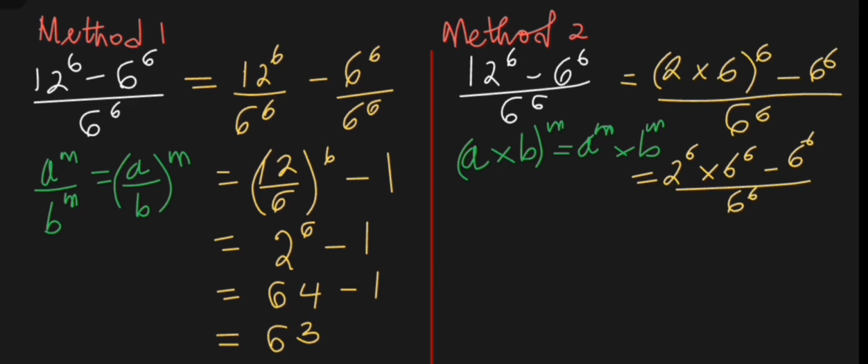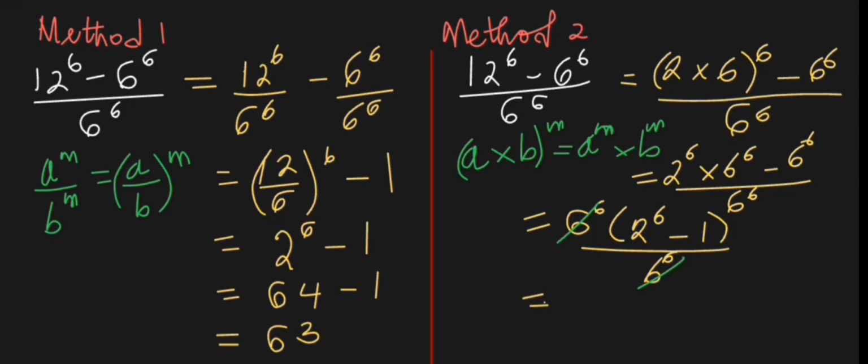Then we go by factoring, where we factor 6 to the power of 6 in the numerator, and we'll be left with 2 to the power of 6 minus 1, and that over 6 to the power of 6. And here 6 to the power of 6 in the numerator and denominator cancel out, which means that we'll be left with 2 to the power of 6 minus 1, and that as usual is 64 minus 1, giving 63. So whichever way, either the first method or the second method, without the use of any calculator, the answer remains 63.